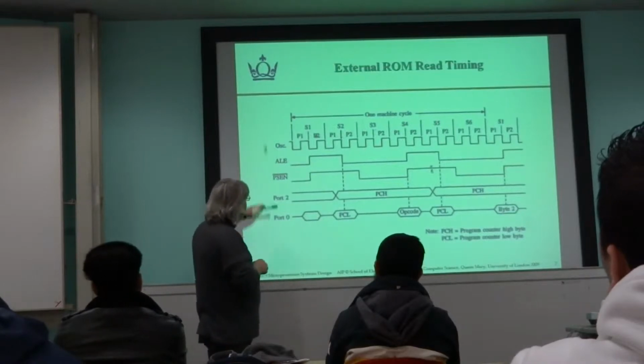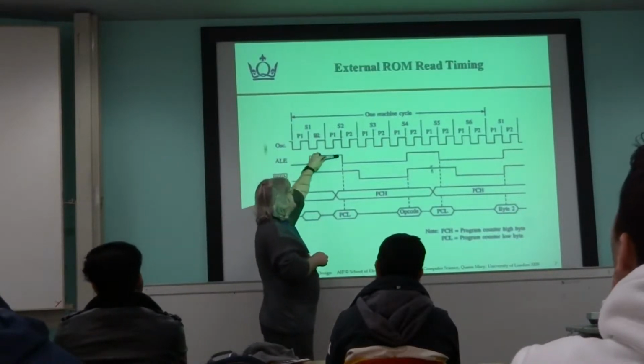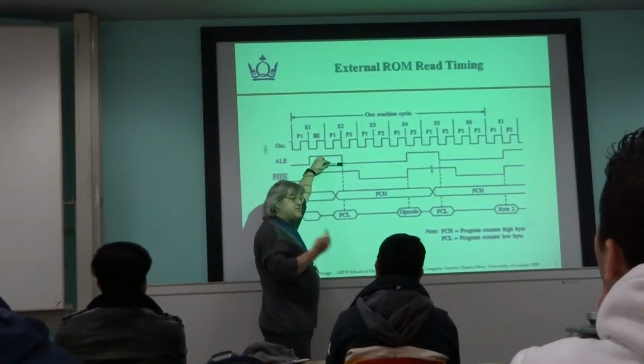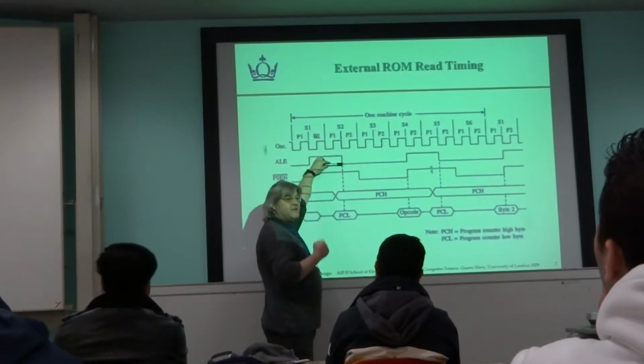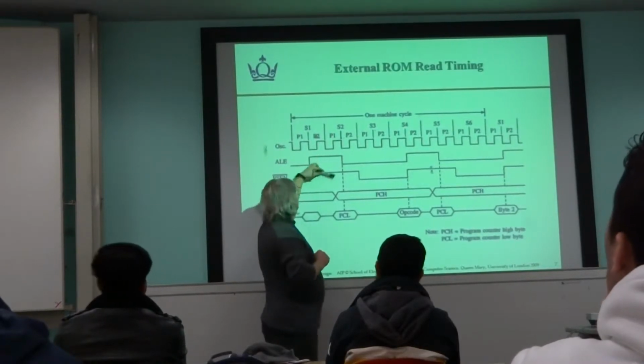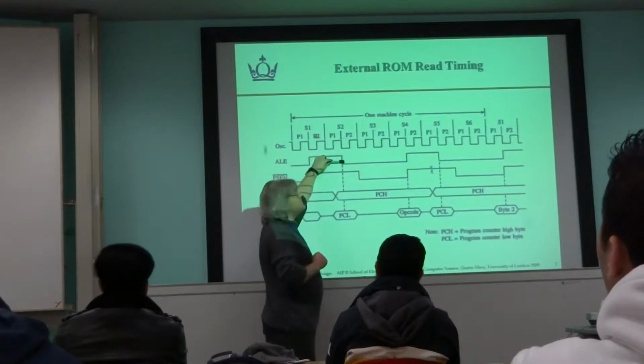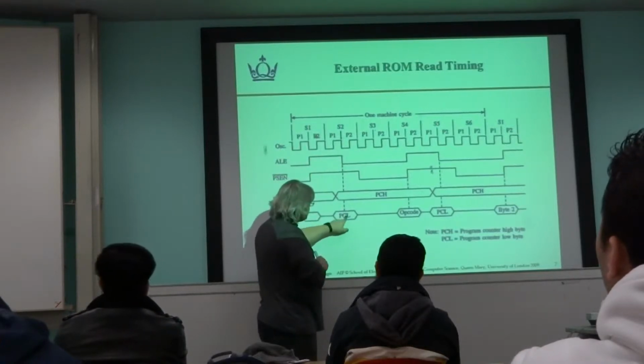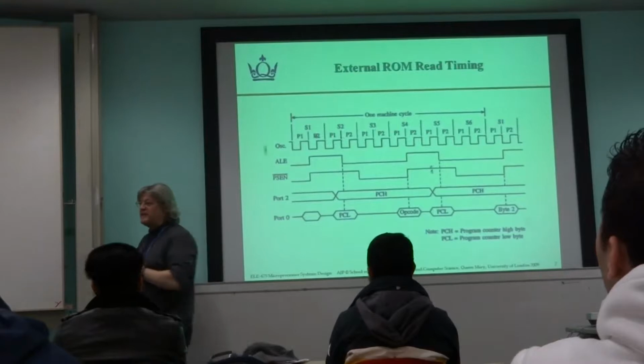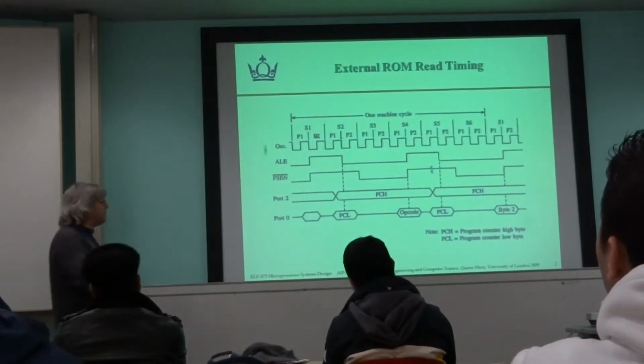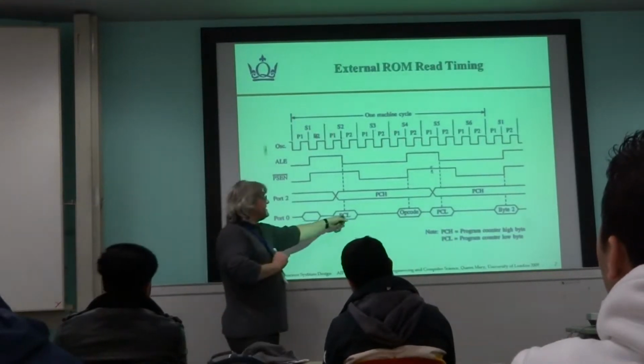At that same point in time, the ALE signal goes from high to low, and that's the trigger for the latch to lock in the information. It's not a low to high transition, it's a high to low transition. So at that point in time, the low byte of the program counter will be locked into the latch.